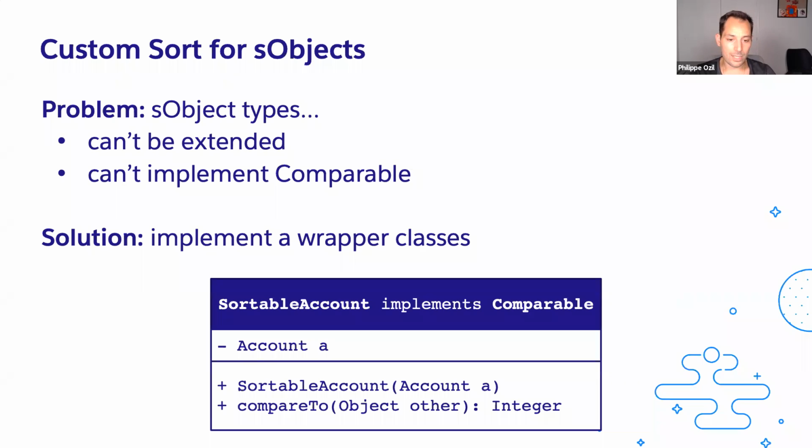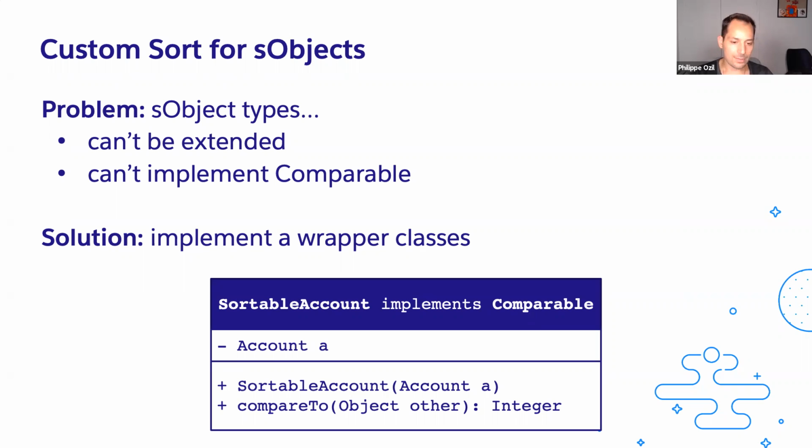The solution to handle that is to write a wrapper class. So for example, here you would have a SortableAccount class, which implements Comparable, which would contain an account property. Here I've used the UML syntax. For those of you who are not familiar with UML, minus means private and plus means public. So a private account, which is the account that you're sorting, and then a public constructor for this class, SortableAccount, in which you pass the account, which will be stored in the property of the class, and of course the compareTo method, which returns an integer. So that's how you would sort accounts based on a custom type, on a custom ordering logic.